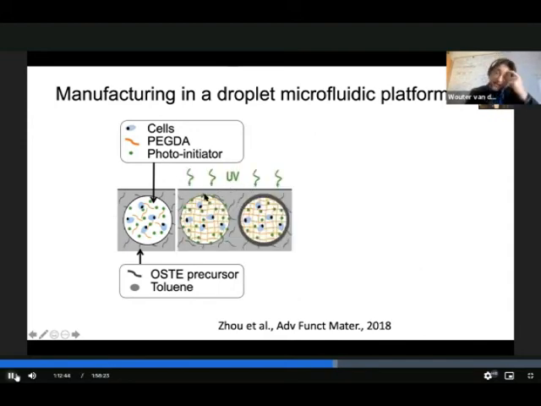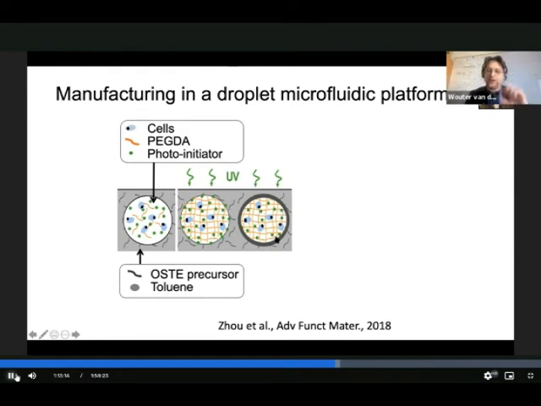Now, note very carefully that the photoinitiator only exists inside the droplet. So inside the droplet, the photoinitiator makes the PEGDA cross-link. So we get a nice gel, and the cells are in a nice gel. But the photoinitiator also diffuses to the edge of the droplet. And at the edge of the droplet, it starts triggering the grafting of the polymer shell. And so you start growing the polymer, but only on the edge of the droplet.